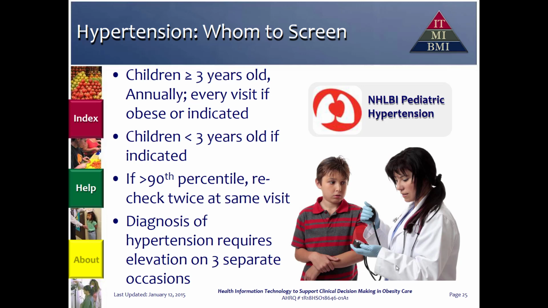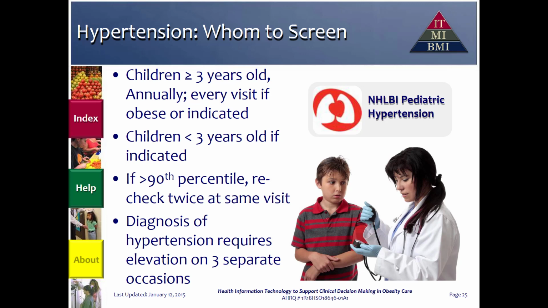Now let's turn our attention to hypertension and whom and how to screen. Children aged 3 and older should have an annual blood pressure checked with their well-child visit. If the child's obese or on medications for hypertension or any other indication that suggests the kid might be at risk of hypertension, renal disease, or something like that, you're going to get their blood pressure at every visit.